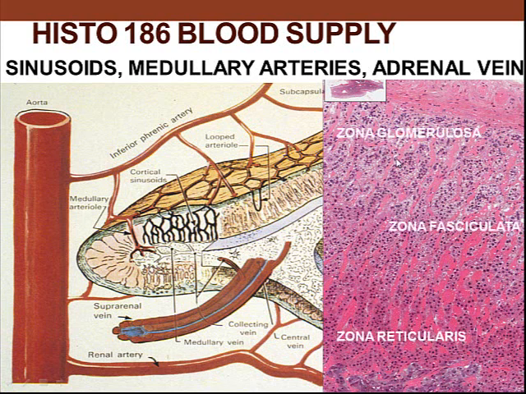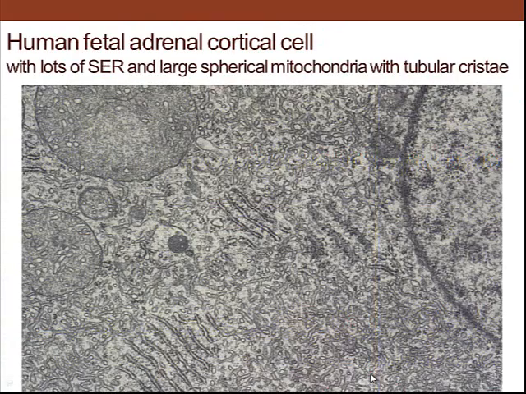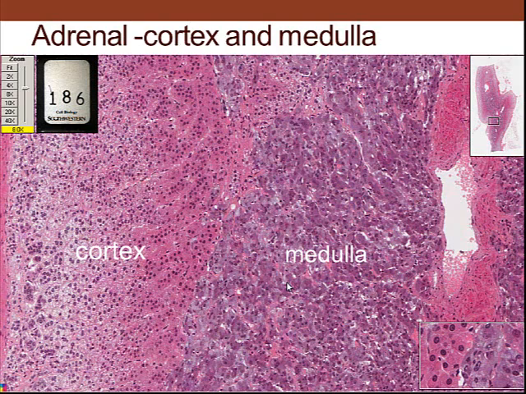And in the cortex you have different layers. The zona glomerulosa looks kind of like a glomerulus, and then the fasciculata, lots of vesicles, and then the reticularis right before you get to the medulla. And as I mentioned to you before, lots of smooth endoplasmic reticulum in steroid secreting cells like the adrenal.